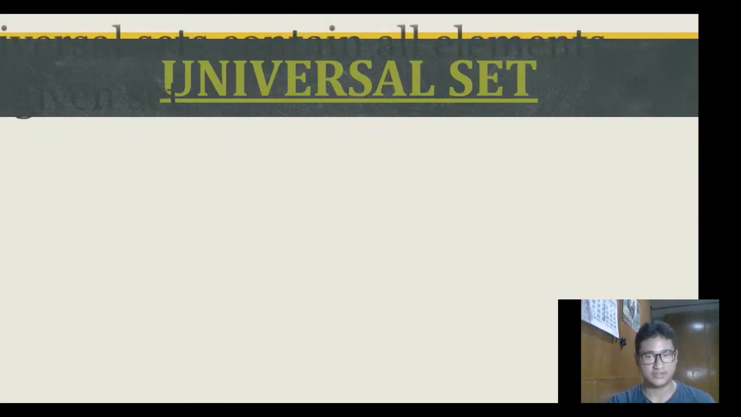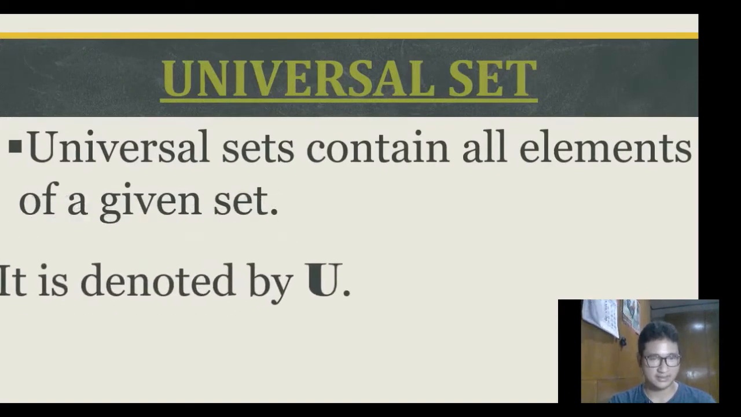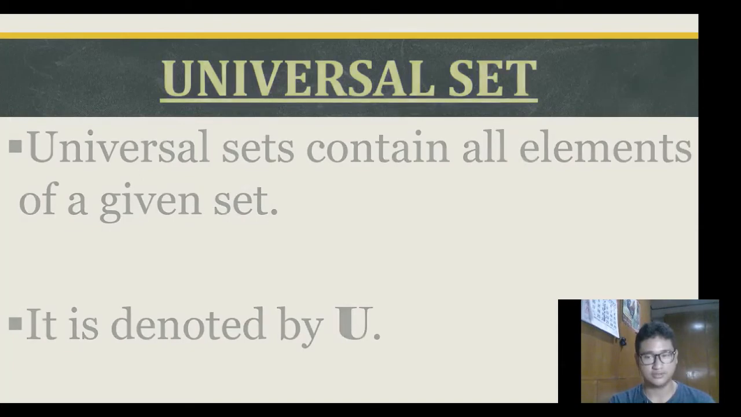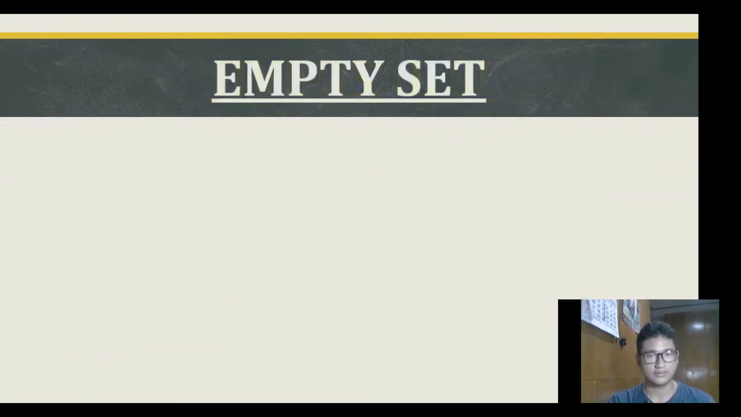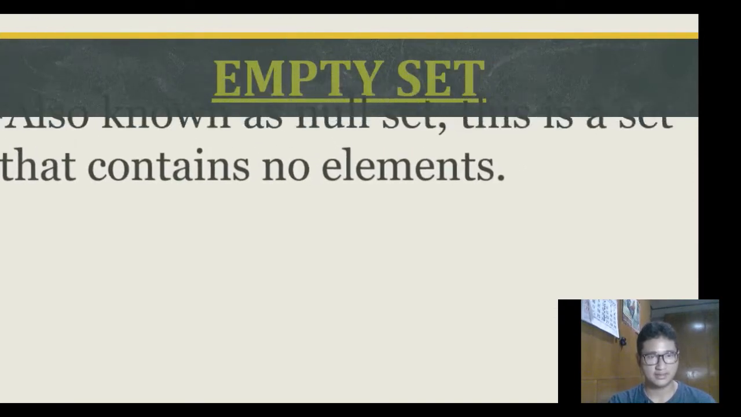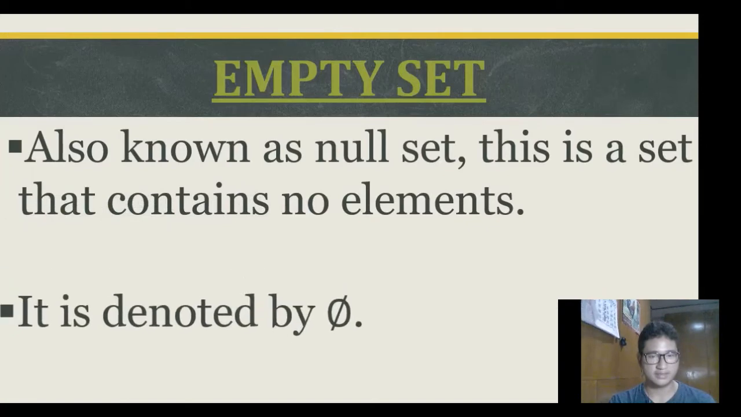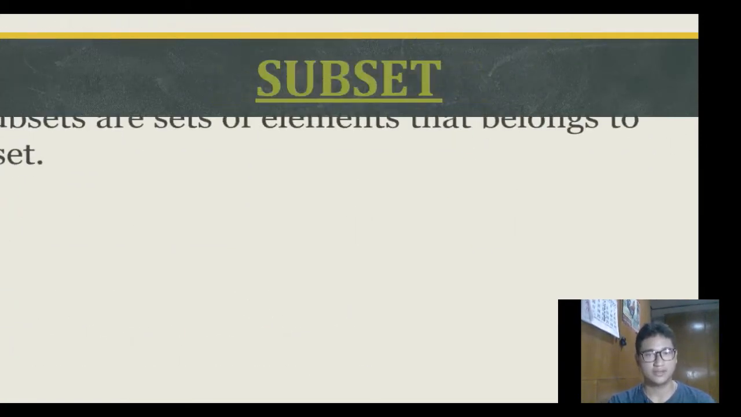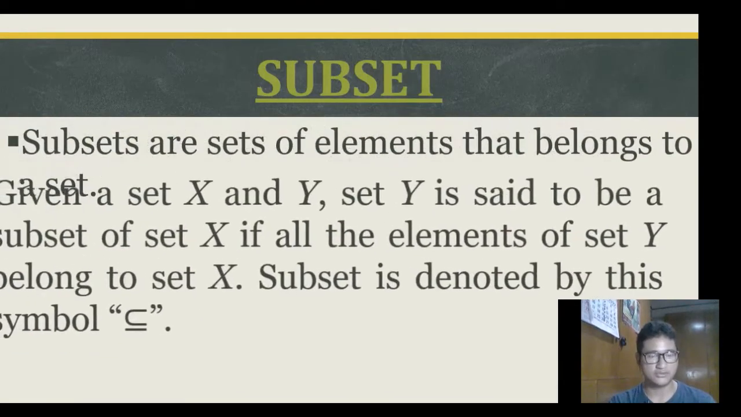We also have the universal set. Universal sets contain all elements of a given set, and it is denoted by the character U. Next, we have the empty set. Also known as null set, this is a set that contains no elements, and it is denoted by this symbol. We also have a subset. Subsets are sets of elements that belong to a certain set.